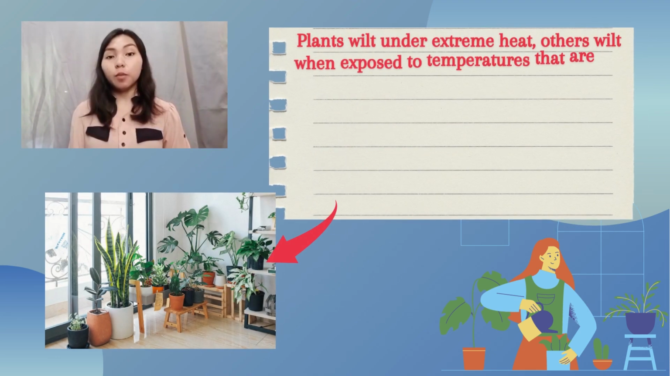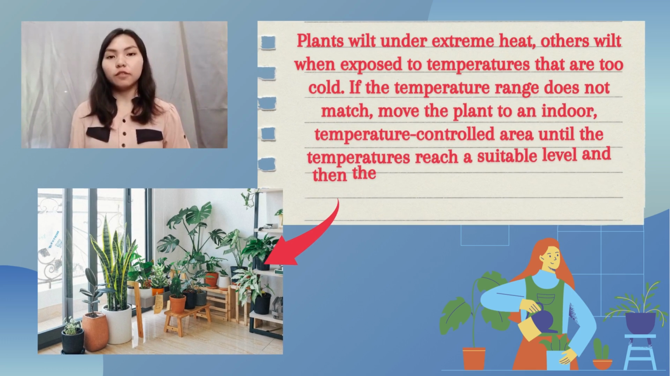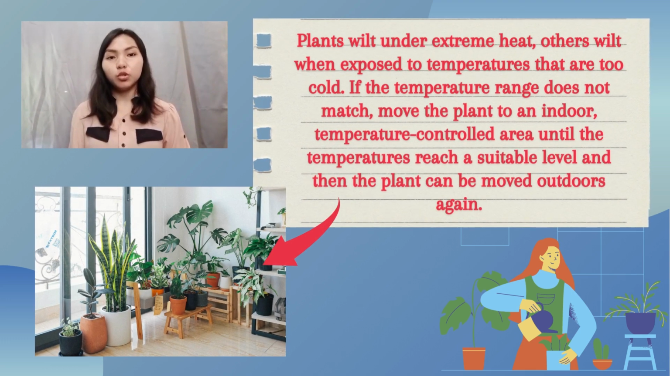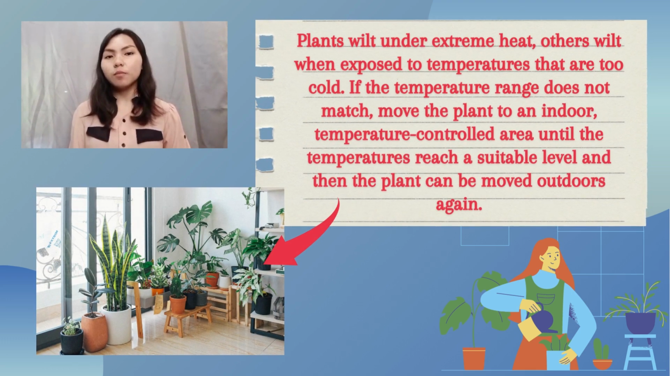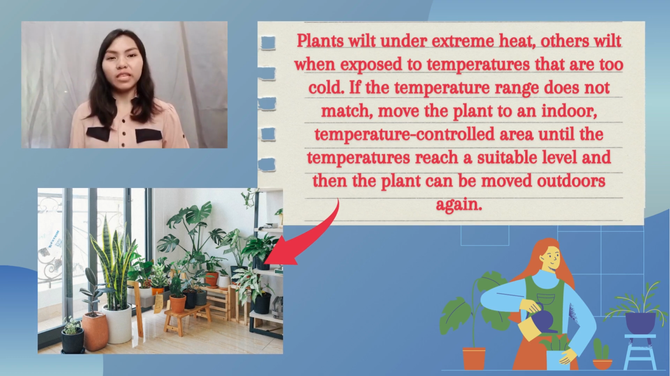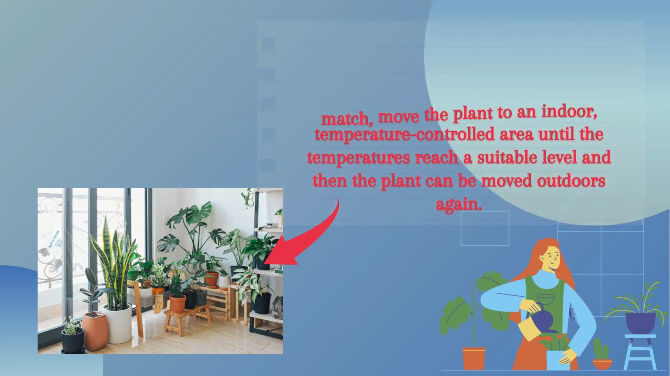Fourth, if the plant does not exhibit any of the 3 symptoms, it may be due to the temperature. While some plants wilt under extreme heat, others wilt when exposed to temperatures that are too cold. If the temperature range for the plant does not match the temperatures outdoors, move the plant to an indoor, temperature-controlled area until the temperatures reach a suitable level, and then the plant can be moved outdoors again.